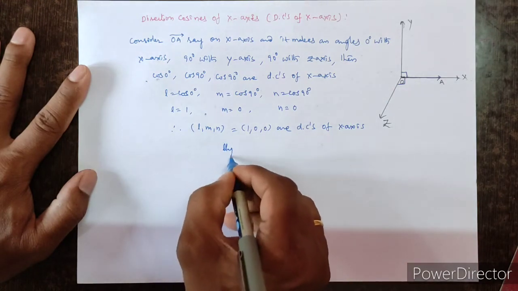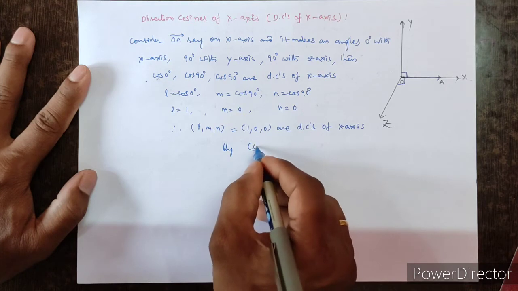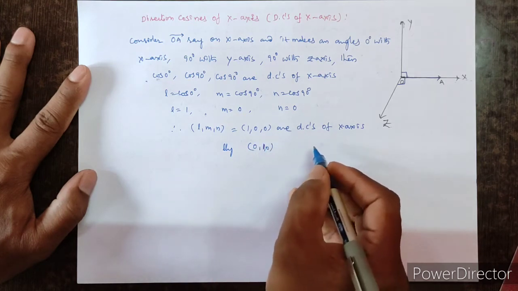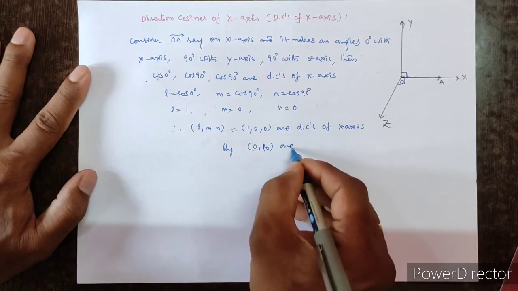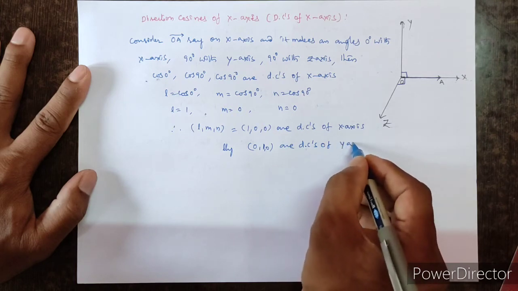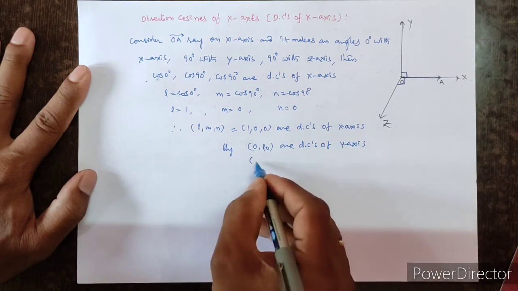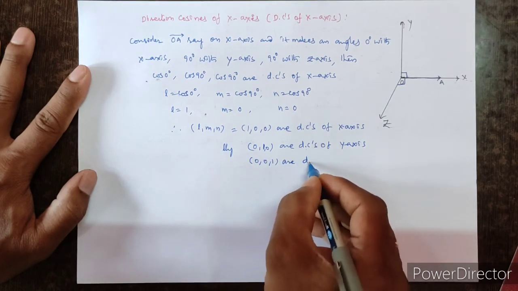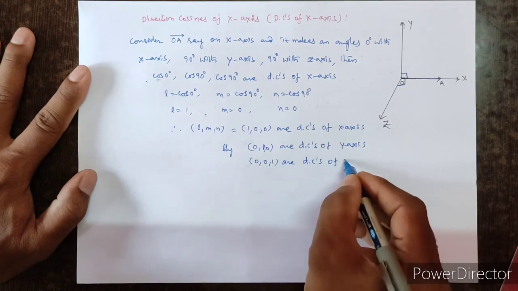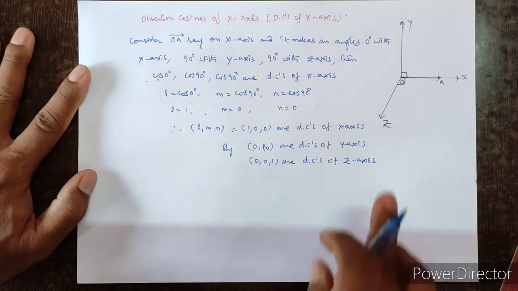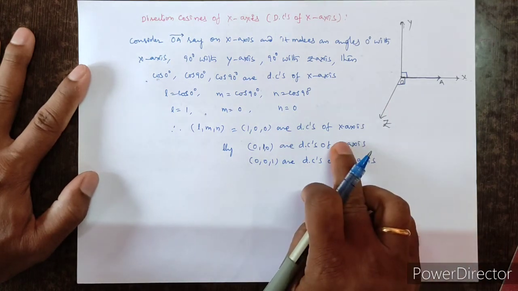Similarly, 0, 1, 0 are the direction cosines of the y-axis, and 0, 0, 1 are the direction cosines of the z-axis. So please remember this. Do you understand?